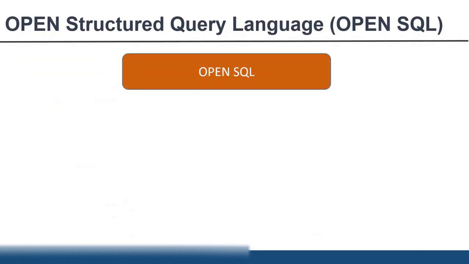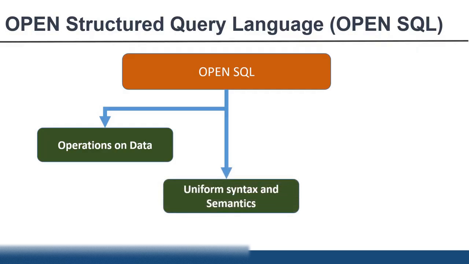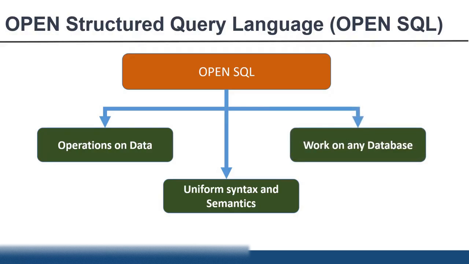What is OpenSQL? It is a set of ABAP statements which performs operations like reads, modifies, or deletes data in the SAP database. It is independent of the database system, so the syntax of the OpenSQL is uniform for all the databases supported by SAP. All the OpenSQL statements are passed to the database interface.